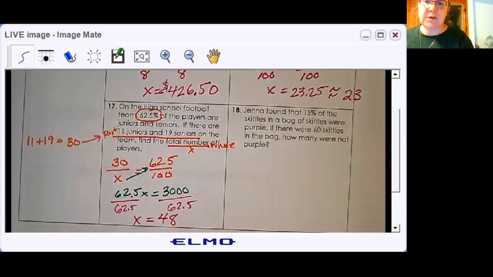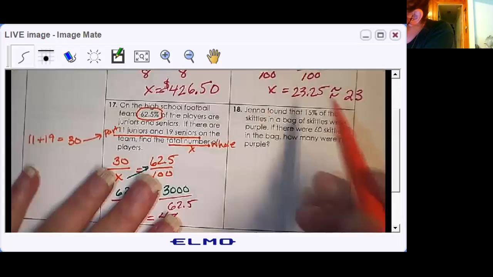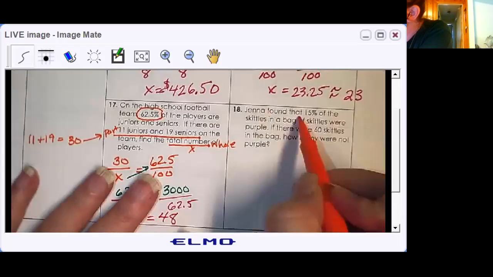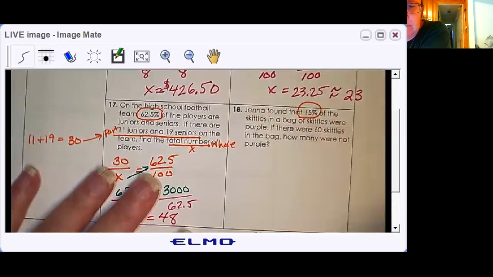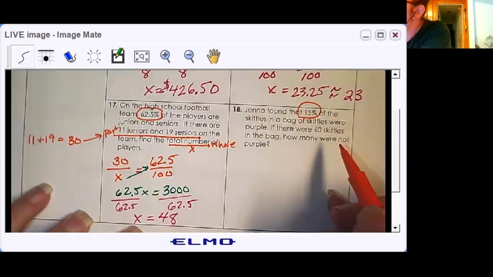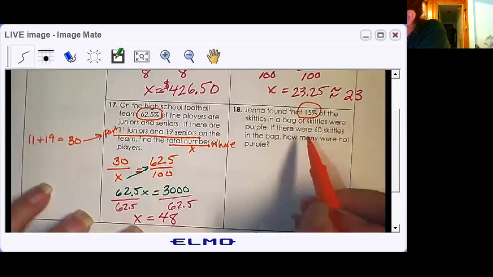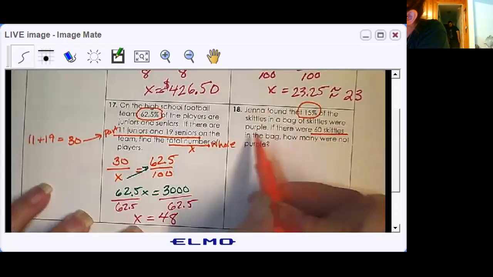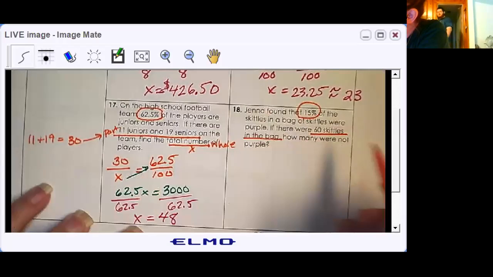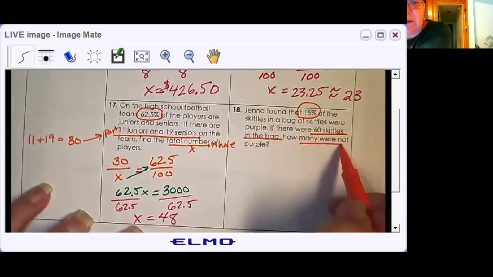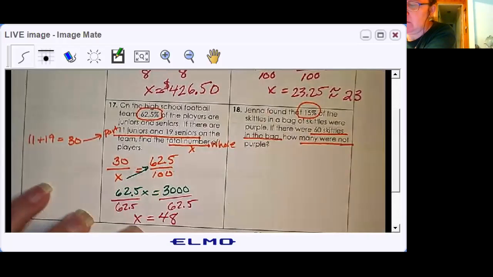So now let's look at the next problem. Jenna found that 15% of the Skittles in her bag of Skittles were purple. That's not enough purple Skittles in a bag of Skittles. If there were 60 Skittles in the bag, how many were not purple? Oh, well, this one asks the question a little differently, so let's look at it.